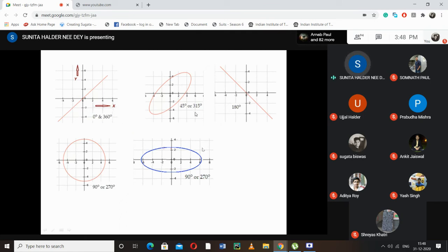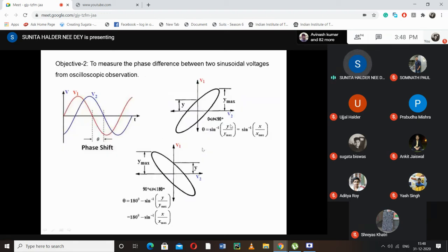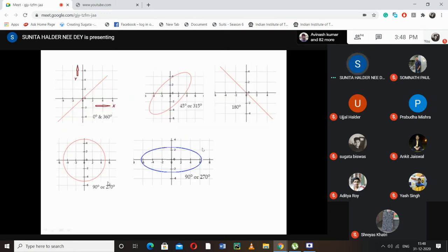Similarly, for 45 degree, it will be 1 by root 2. For 180 degree, it will be just opposite, in the negative slope. For 90 degree, obviously, it will be sine inverse 1 by 1. So in that case, it will be a circle. Now it may happen, sine inverse y by 1 does not mean always the Lissajous pattern will be a circle. It will be an ellipse also, with its minor axis and major axis coinciding with the x and y axis.